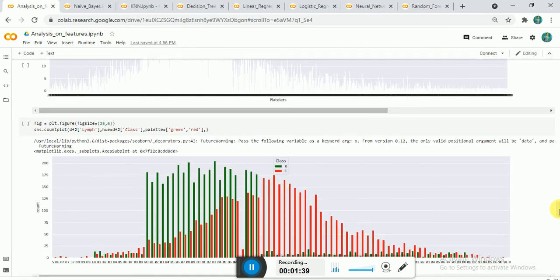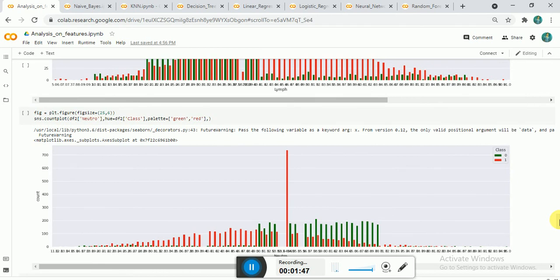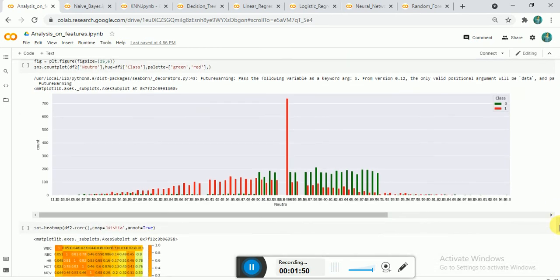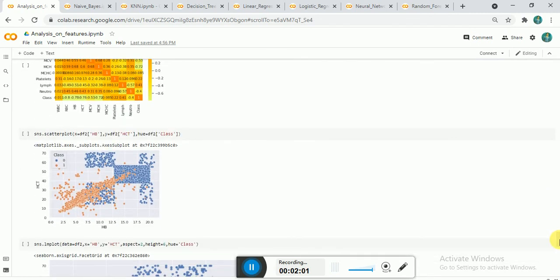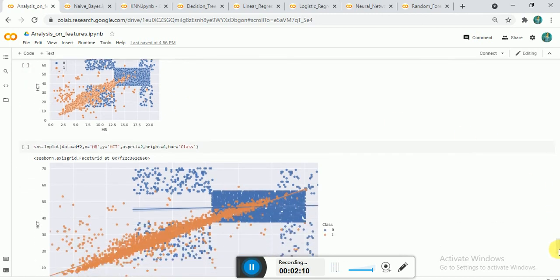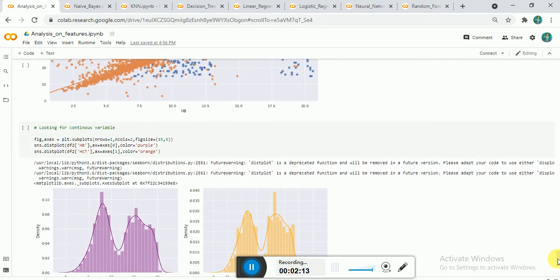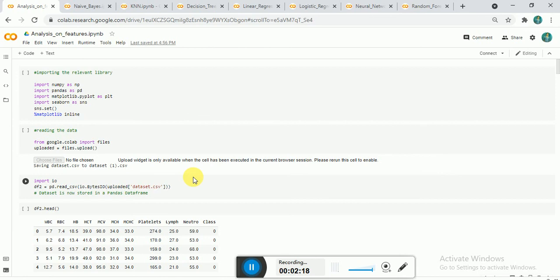So all the coding lines are mentioned in this file. Actually, I have done it in Python and Google Colab. Here you can see the heat map, which is showing the correlations between all attributes, and this is the scatter plot showing the major class values. So this is the file of analysis of features.